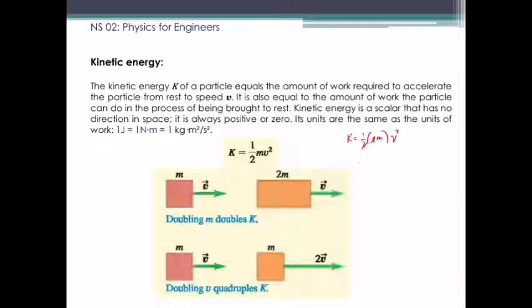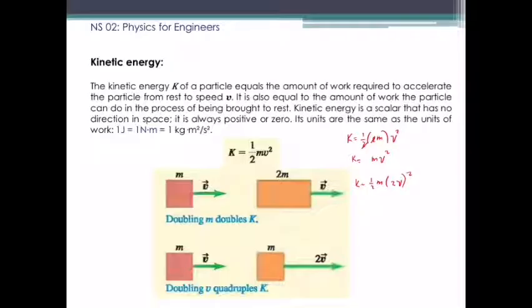So it becomes mv squared. As you can see, our kinetic energy just doubles. What about if we try to double the velocity? If we double the velocity, what happens to the kinetic energy? 1/2 m, 2v squared. So what will happen?